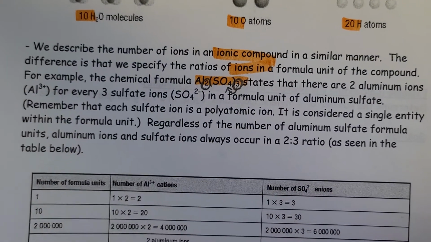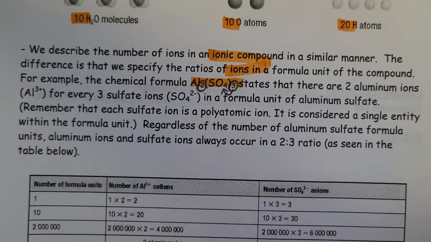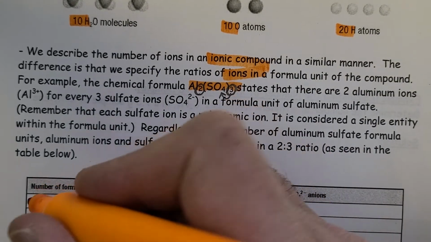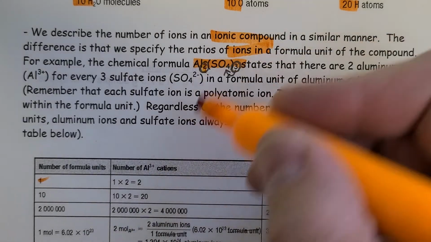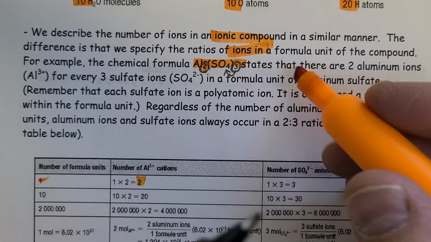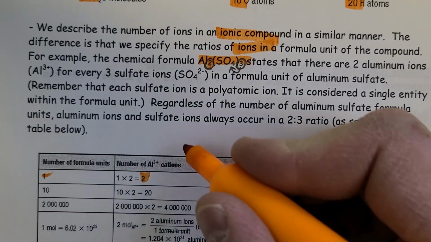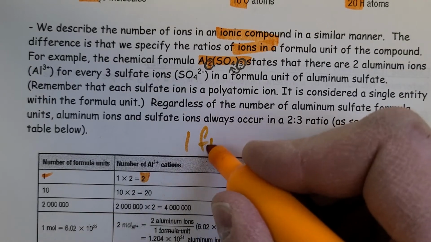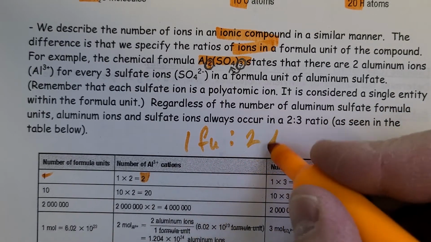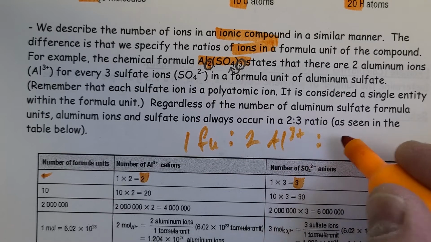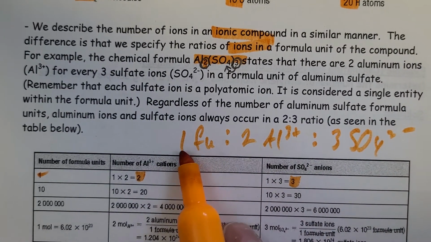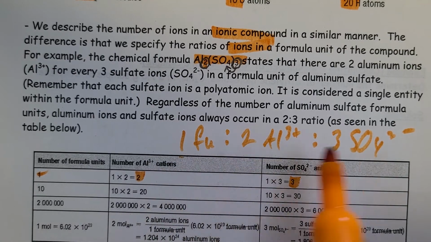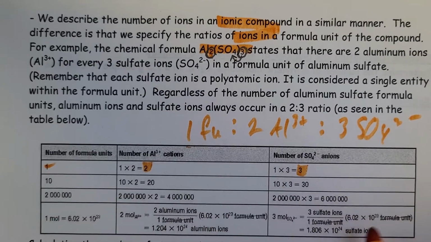So then remember that it's a polyatomic. We're looking at the SO4 2 negative. So for every 1 aluminum sulfate formula unit, I have 2 aluminum ions and 3 sulfates. So it's a 1 formula unit to 2 Al's to 3 SO4's. So if this had been 100, this would be 200, this would be 300. 1 to 2 to 3 ratio.